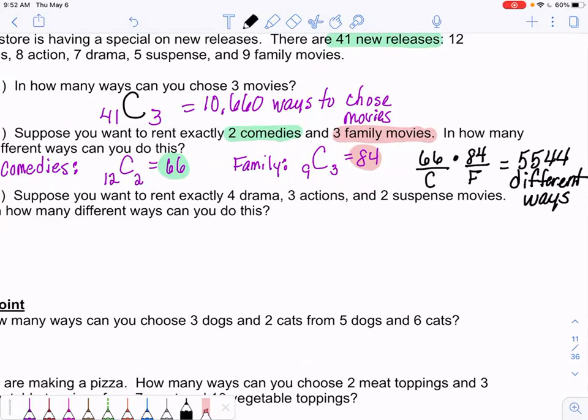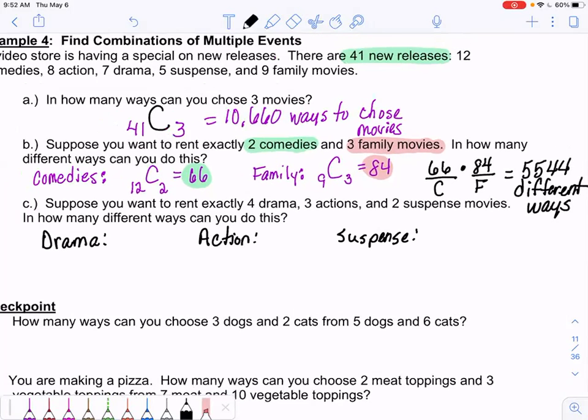Suppose you want to rent exactly 4 dramas, 3 actions, and 2 suspense movies. So think of them separately first. So we have drama, action, and suspense. Each one of those, we need to find a combination for individually. So look at the initial problem that they gave us.